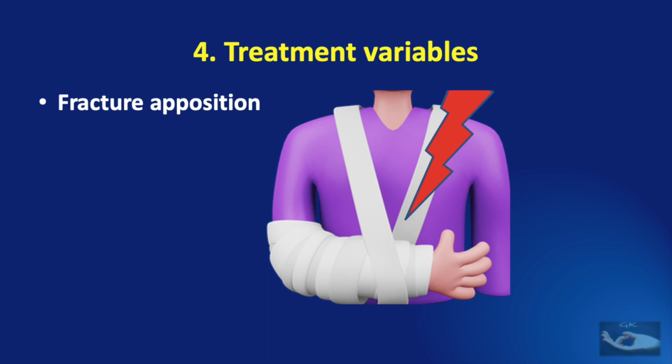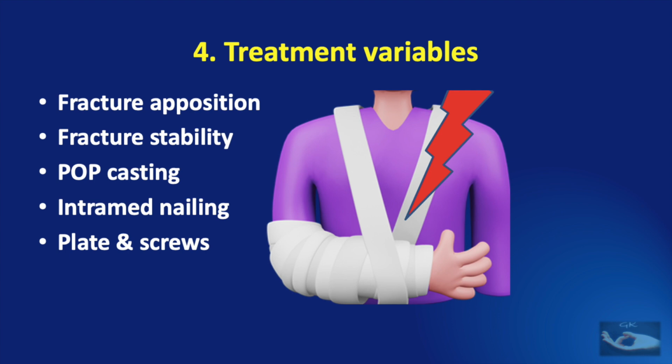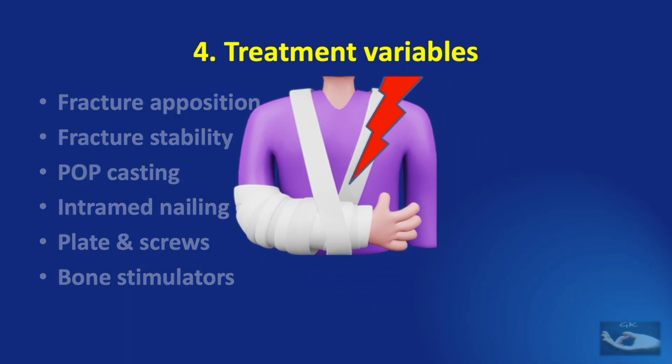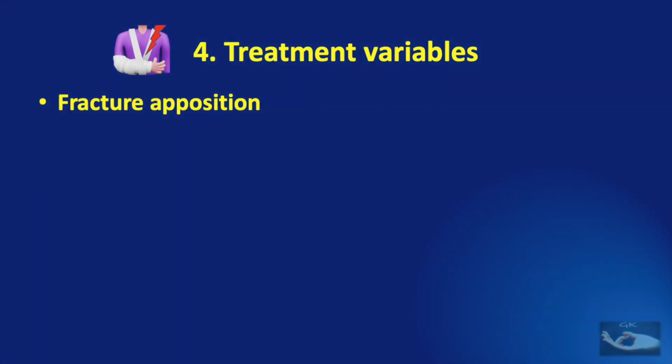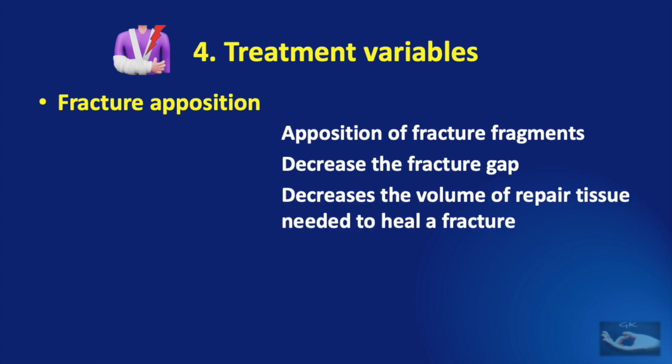The apposition of the fracture ends with the treatment, the fracture stability provided by the treatment done, POP casting or slab application, intramedullary nailing, and the use of plate and screws for treatment can modify the fracture healing. The use of bone stimulators can also modify this healing. Good apposition of the fracture ends is very important for healing as it decreases the fracture gap and also decreases the volume of repair tissue needed to heal the fracture.